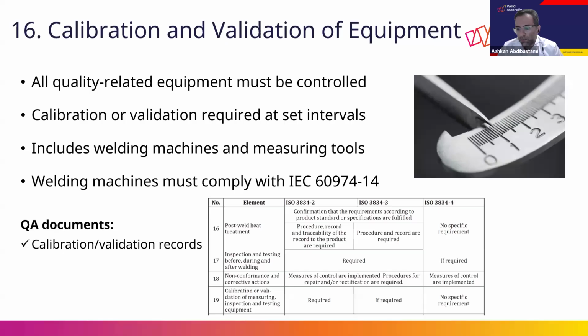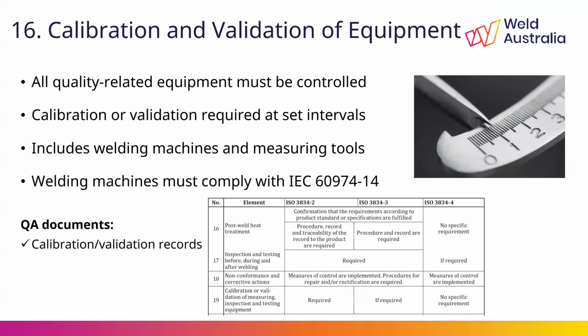Welding machines must comply with IEC standard, IEC 60974 part 14. And this is a mandatory requirement. But for part 3, as you see in this table, it is if required. If required means if your client mandates the verification of your welding machines by a calibration or validation procedure, you need to comply with that. Otherwise, yeah, it's up to you.